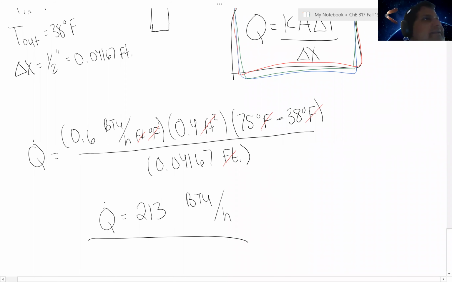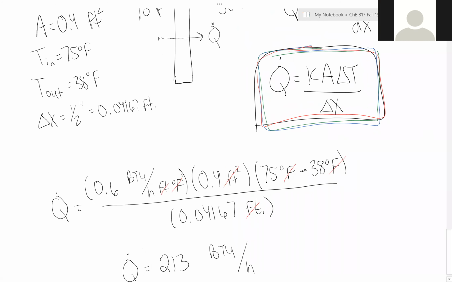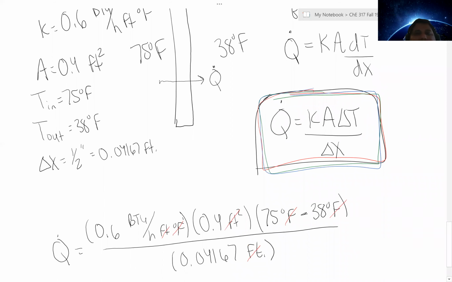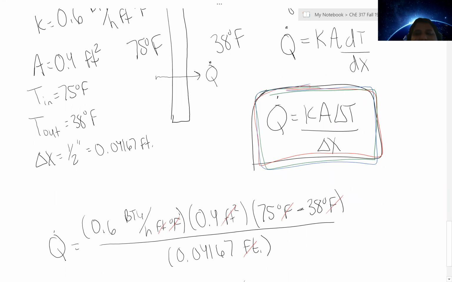Is everyone able to follow along with that example okay? Yes. Perfect. So definitely keep this form of the equation in mind. That's what we use more often than not when we apply Fourier's law of conduction. There may be a couple times where we'll have to look at it in a differential form, but for most of these types of problems, you're going to see this delta form.